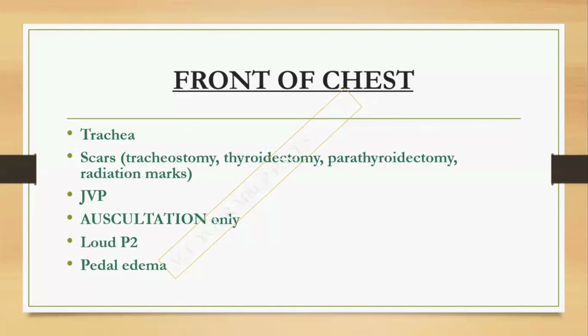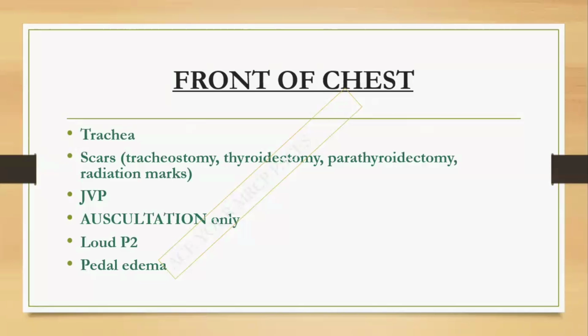So here, when you have already got your finding from the back, for example, there is some kind of collapse you have found, or there is some kind of massive pleural effusion you have found, then you will just confirm your finding of trachea, whether the trachea is pushed towards the side of lesion or away from the side of lesion. Again, keep your findings in your mind and correlate during your examination. Also, now here, you will look for the scars. There can be tracheostomy scar, there can be thyroidectomy scar, there can be parathyroidectomy scar, or there might be radiation marks.